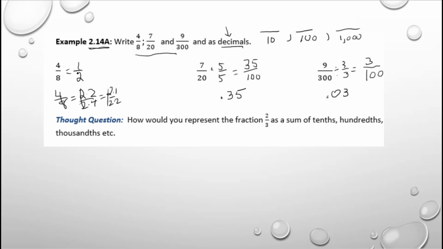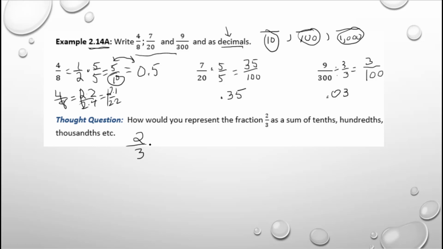So from 1/2, I can multiply this by 5 over 5 and get 5/10. Being that I have a denominator that is one of my decimal denominators, right? Here's my decimal denominators. I can simply write this as 0 ones and 5 tenths, which is 5/10. So these are equivalent forms of writing in the decimal system, fractions.